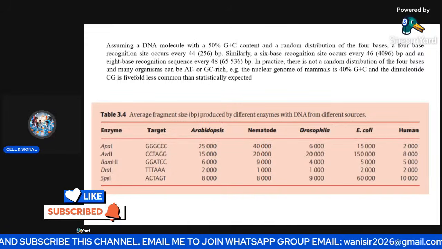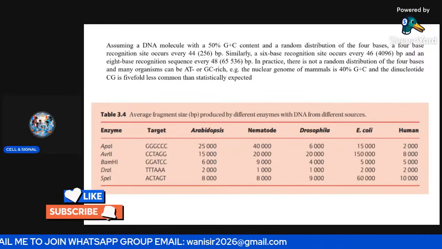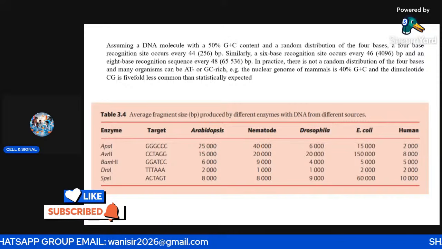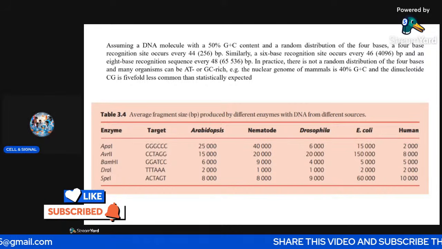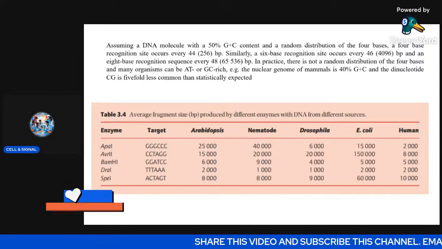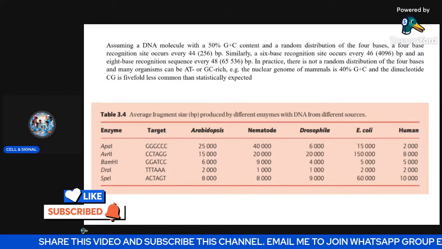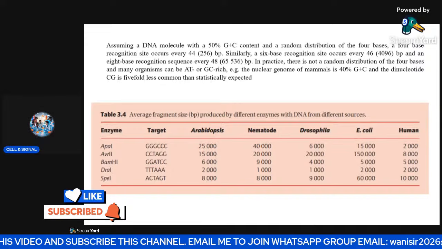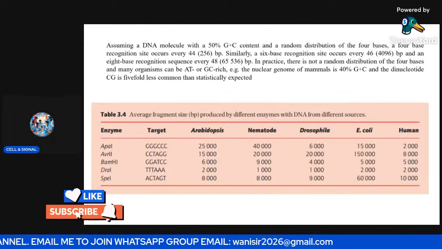So, assuming a DNA molecule with 50% GC content and random distribution of the four bases, four-base recognition sites occur every 4^4 base pairs. What is the role of this GC content? Most DNA molecules with 50% GC content and a random distribution of bases will have, similarly, six-base recognition sites occurring every 4^6 base pairs.